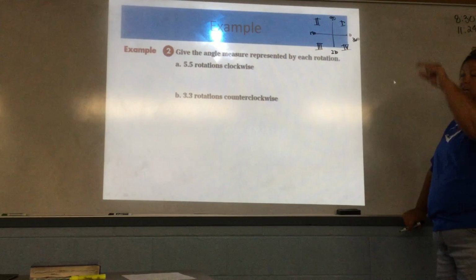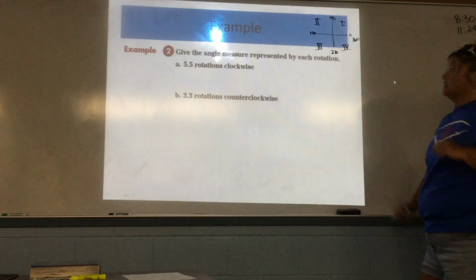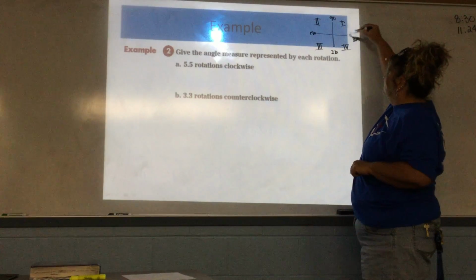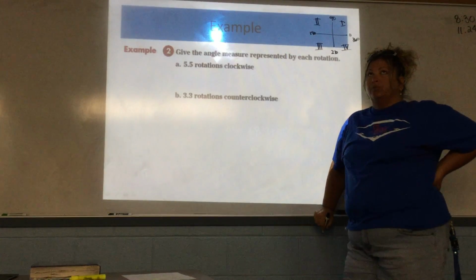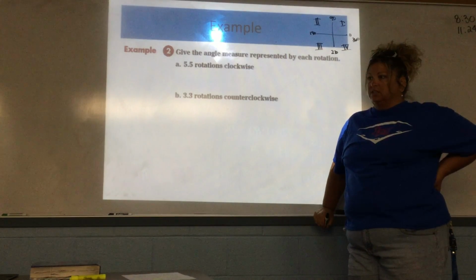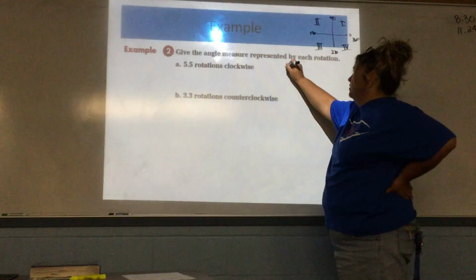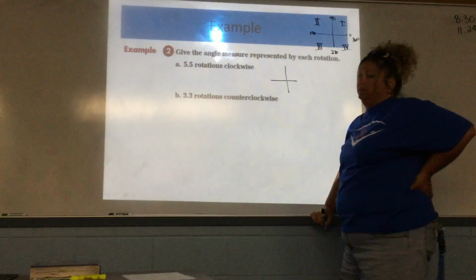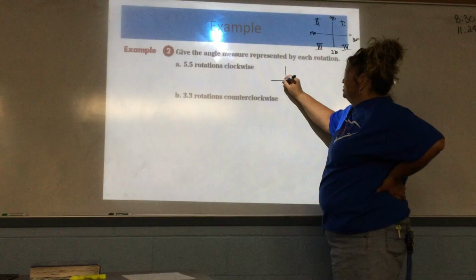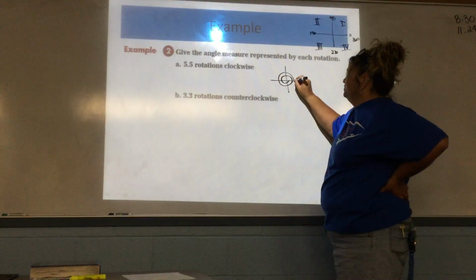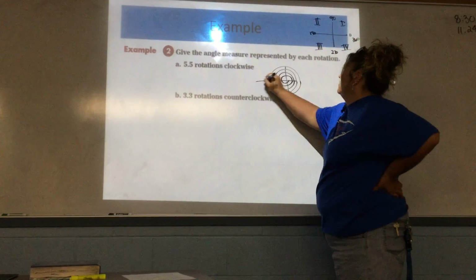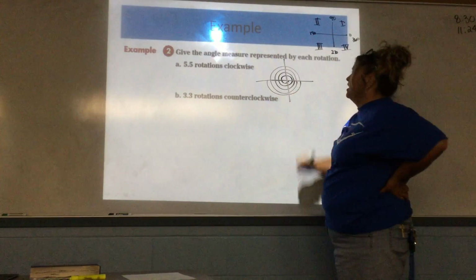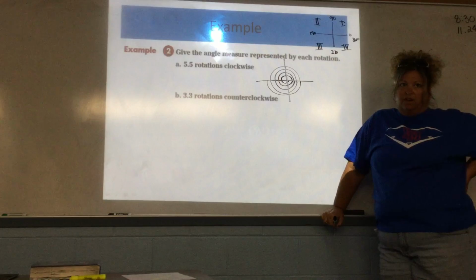And a full rotation is what around here? 360. Okay, so if I have 5.5 rotations clockwise, which way is clockwise? Negative. Negative. It's like 1, 2, 3, 4, 5. You're gonna need a bigger graph. Okay, so that's kind of what it would look like, right?